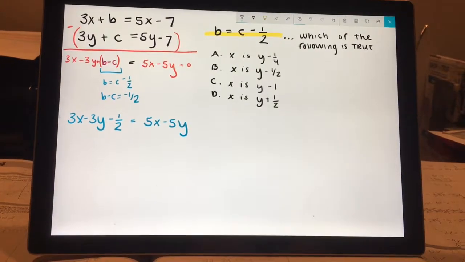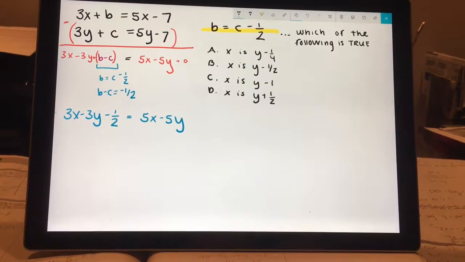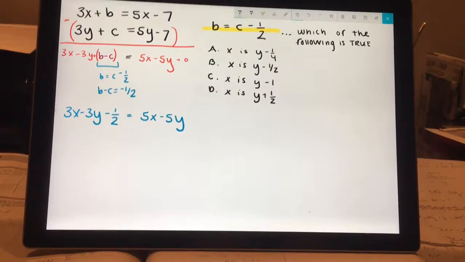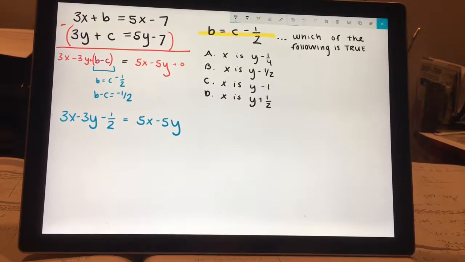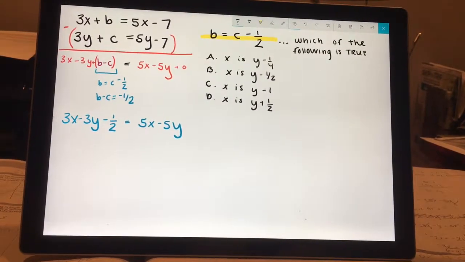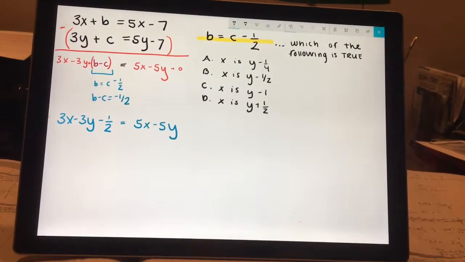Hello everyone, so this is the next problem in my SAT Math series. I believe it's number 30 on the SAT Practice Test 3 in the calculator section. And it gives me a system of equations, 3x plus b equals 5x minus 7, and 3y plus c equals 5y minus 7. Only pay attention to what's in black for right now.